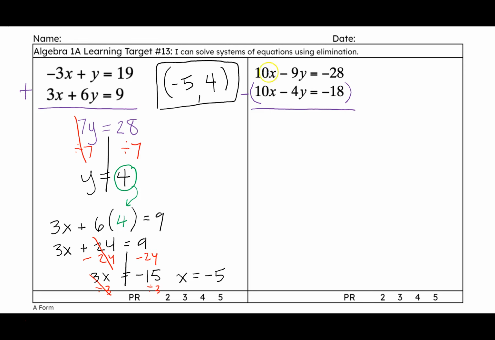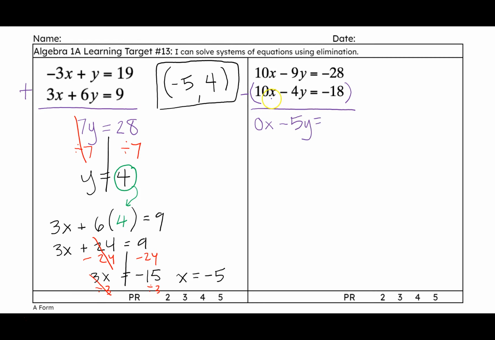Okay. 10x's, take away 10x's, there's the 0x's that I need. Ooh, but now I've got something tricky to do. I've got to do negative 9y, take away negative 4y. To subtract a negative, that's the same thing as adding a positive. So this is going to be negative 9y plus 4y. That's going to get you negative 5y's altogether. Watch out for those tricky negatives.